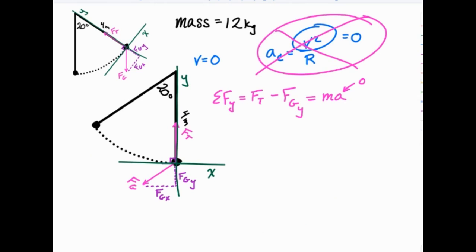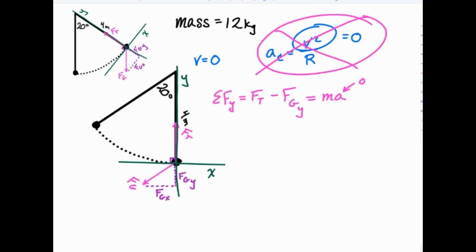So as part of this problem, I want to figure out two things. One, I want to figure out the tension in the string when this pendulum is at this maximum height. And I also want to know my acceleration when it is up this high. So the first thing I want to do, just because I'm already here in terms of my sum of my forces in the y direction, is find that Ft.